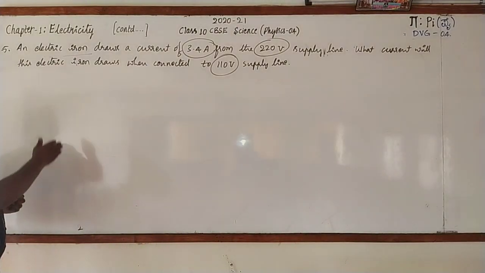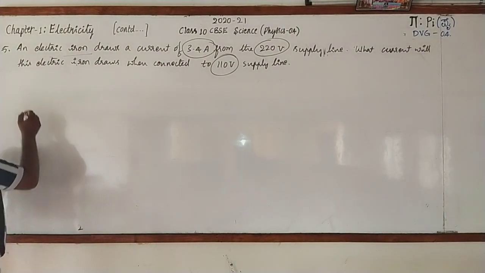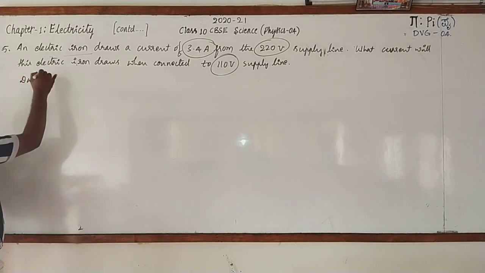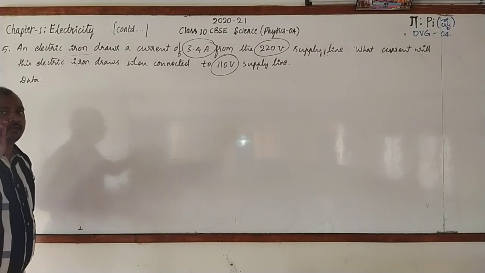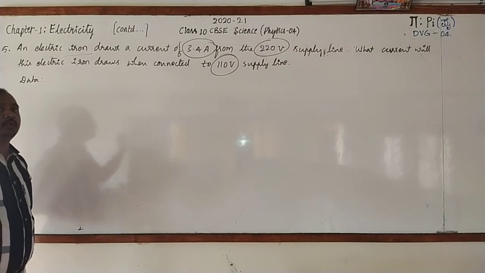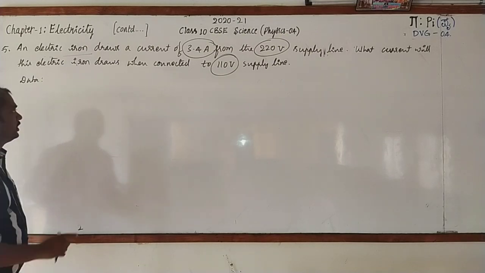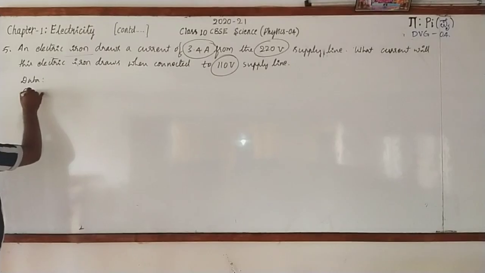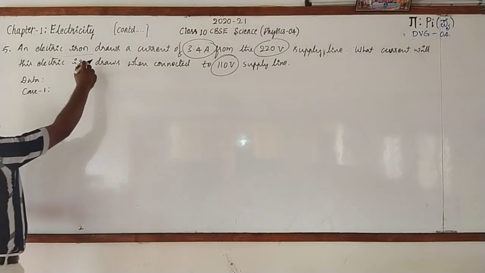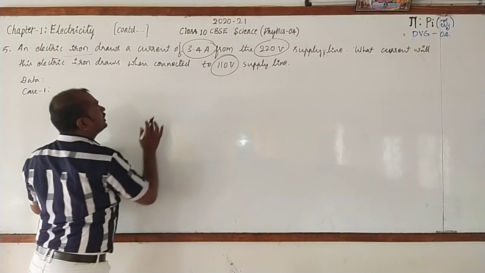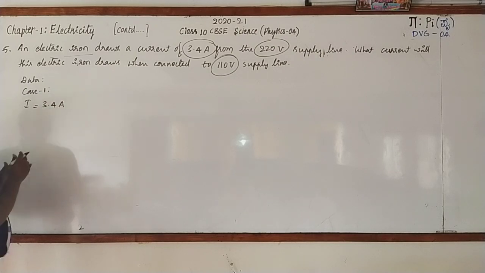Do you know the resistance of this electric iron? Unknown. Now first let us go for finding it out. Here in the data, there are two cases. What are those two cases? In the first case, it is connected to a 220 volt supply line. In the second case, it is connected to 110 volt. I am going to write both. According to the data, in the first case, an electric iron draws a current of 3.4 amps. So I is equal to 3.4 amps.